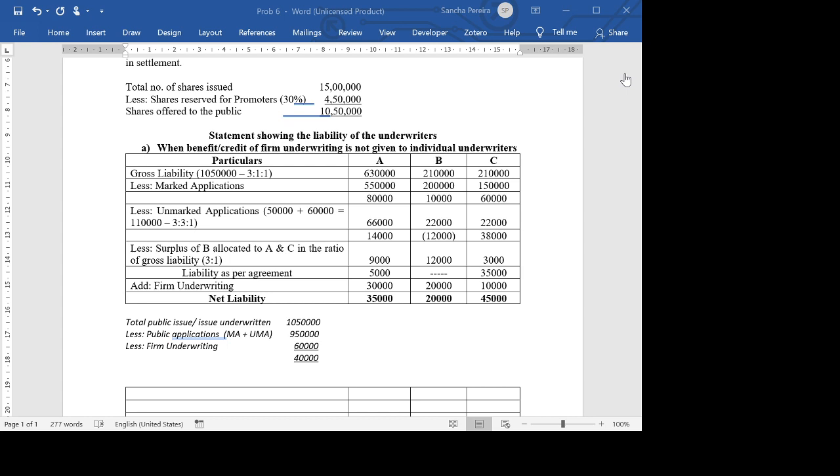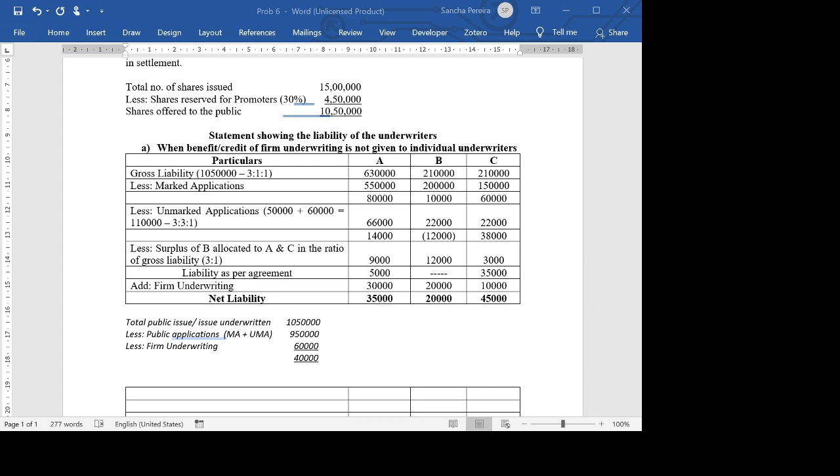Seriously, nobody knows this answer. What does the company have to pay the underwriters? Yes, very good. Does it take so long? Underwriting commission, yes. Compensation, we call it underwriting commission.